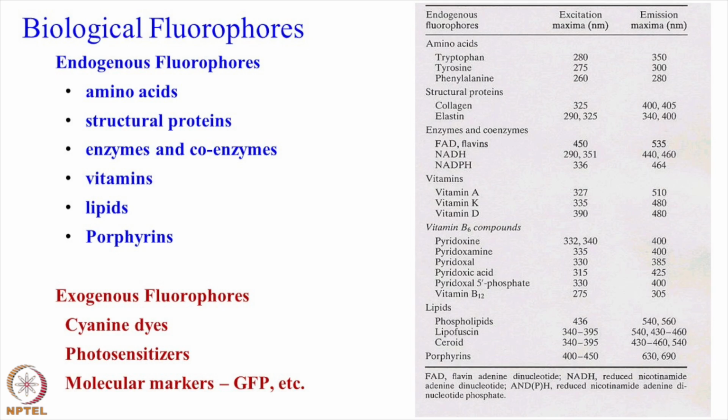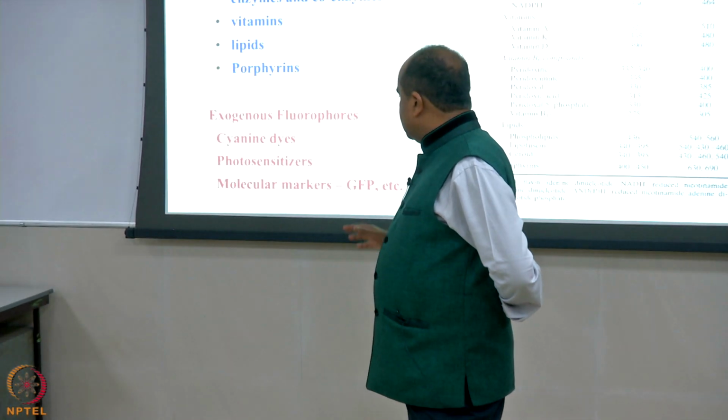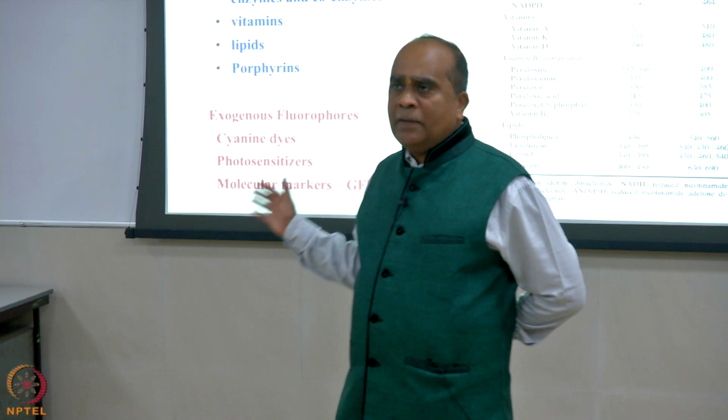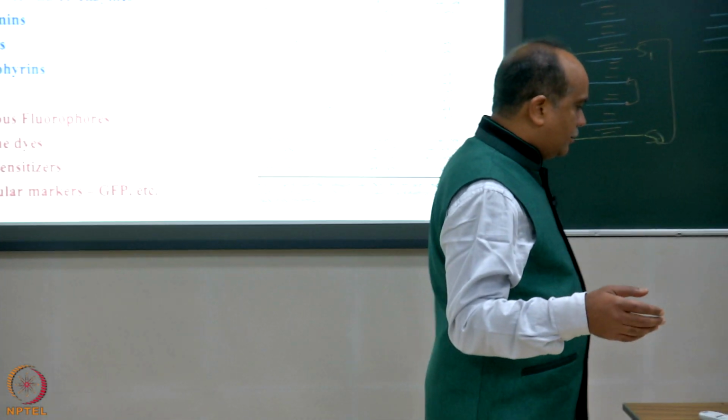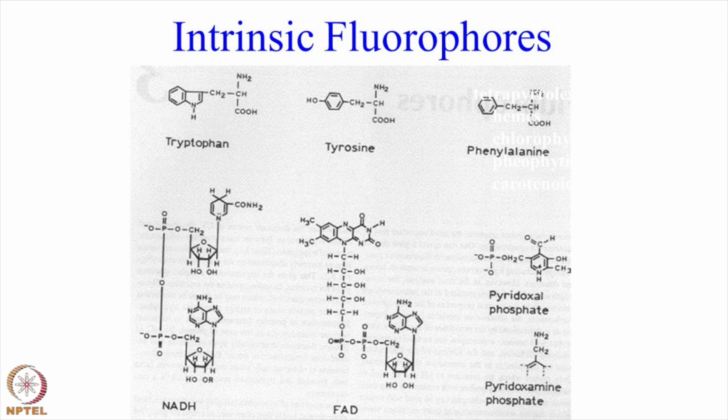And other than that, if nothing is there, you can use an extrinsic fluorophore. Extrinsic fluorophores are ones you attach from outside; you have to synthesize them chemically or isolate them from somewhere and then attach them to your protein. Those can be any dye that you synthesize, like cyanine dye, photosensitizer, or molecular markers like GFP and YFP. Intrinsic fluorophores are essentially amino acids, NADH, FADH, pyridoxine phosphate, and extrinsic can be whatever we attach.